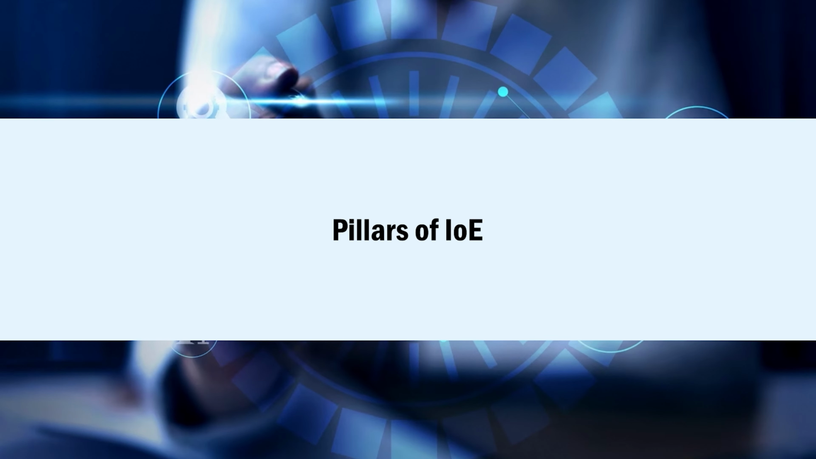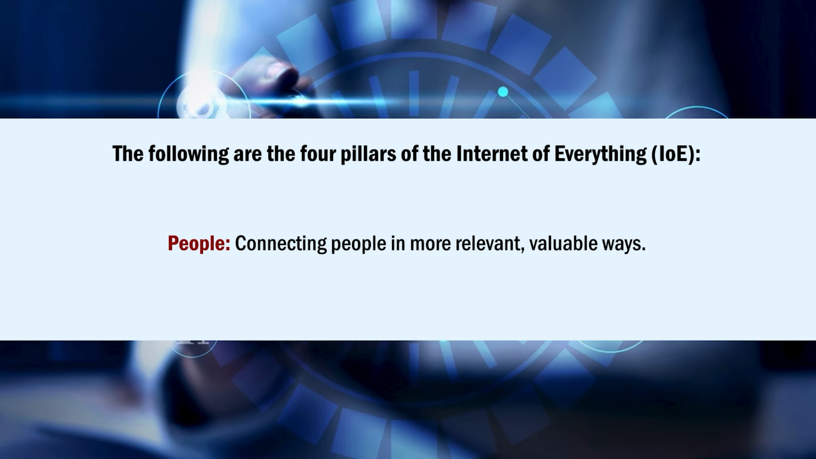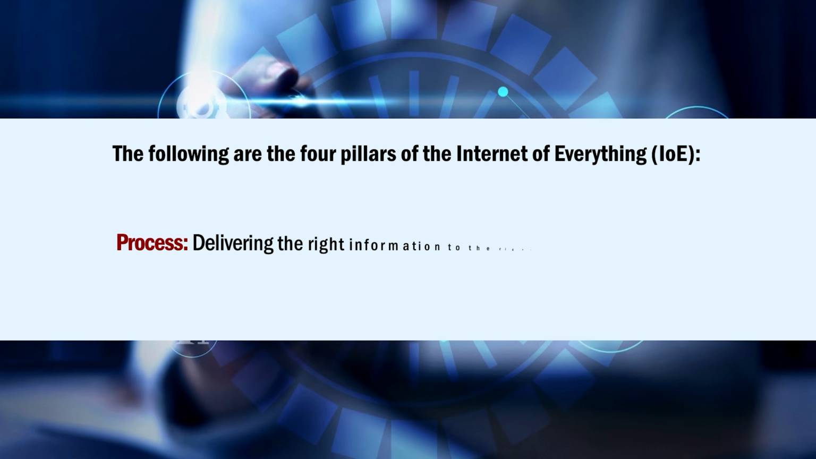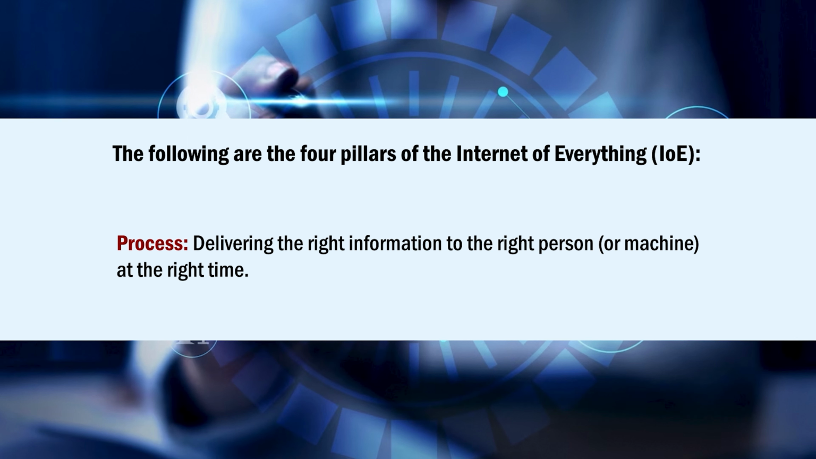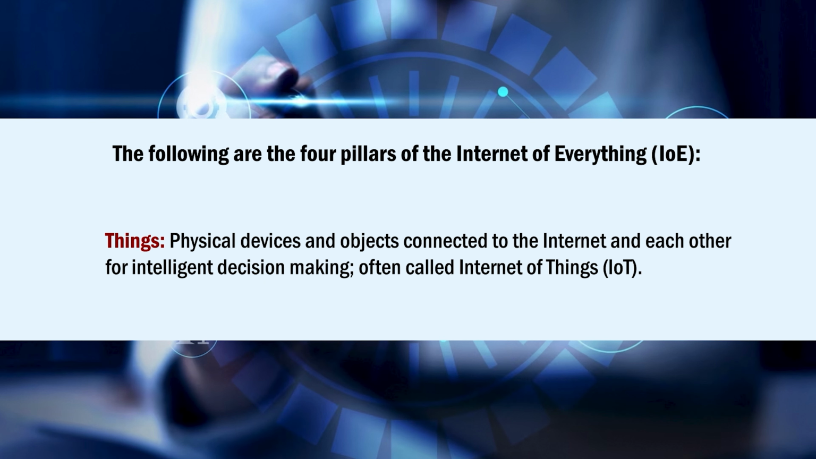The basic pillars of IOE are: one is people, connecting people in more relevant, valuable ways. Data is the second pillar, converting data into intelligence to make better decisions. Process is the third pillar, delivering the right information to the right person or machine at the right time. Things is the fourth pillar, physical devices and objects connected to the internet and each other for intelligent decision making, often called Internet of Things.